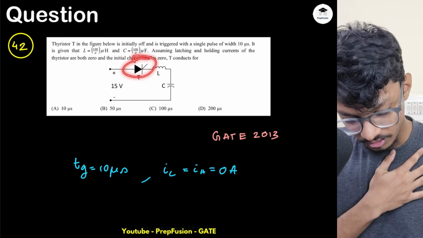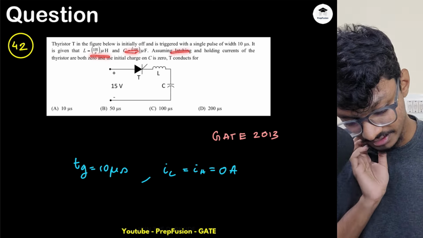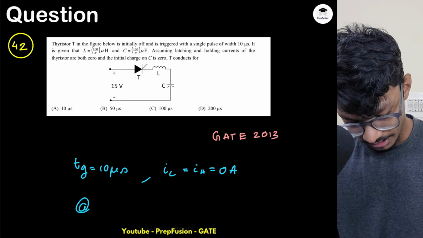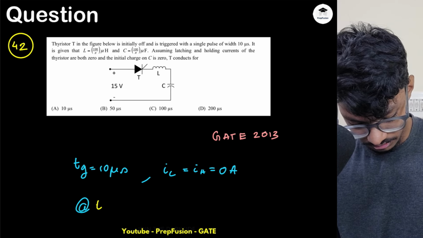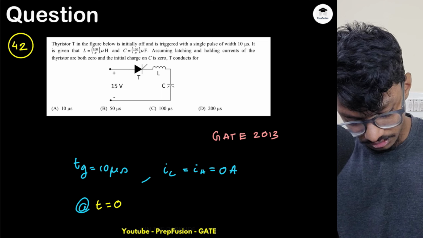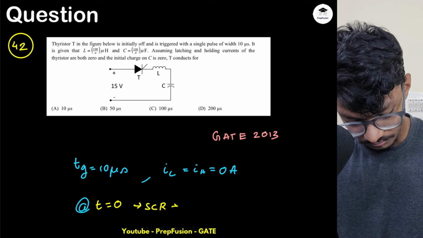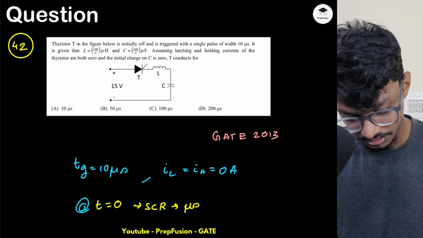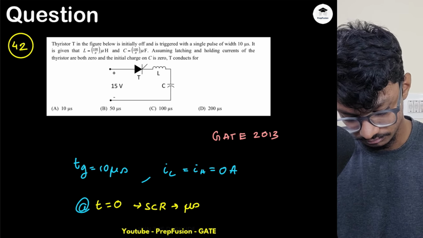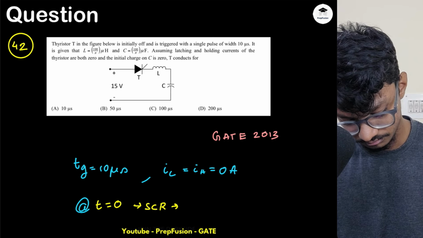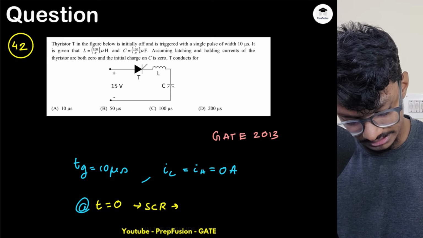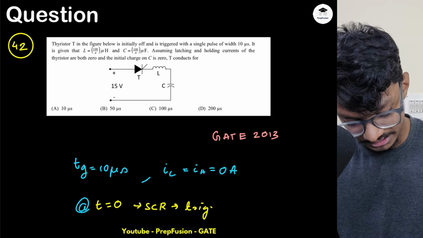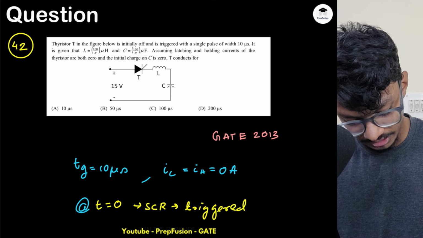At T equal to 0, the SCR is triggered with a single pulse of width 10 microseconds. So at T equal to 0, the SCR is triggered on. SCR is on, right? It is on instantly, because it is an ideal SCR, and it will latch on to the on state.